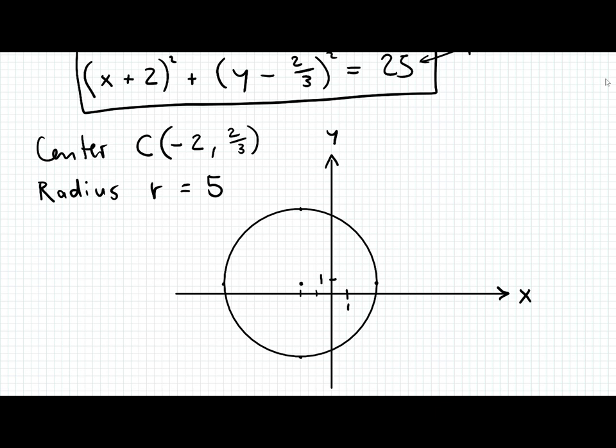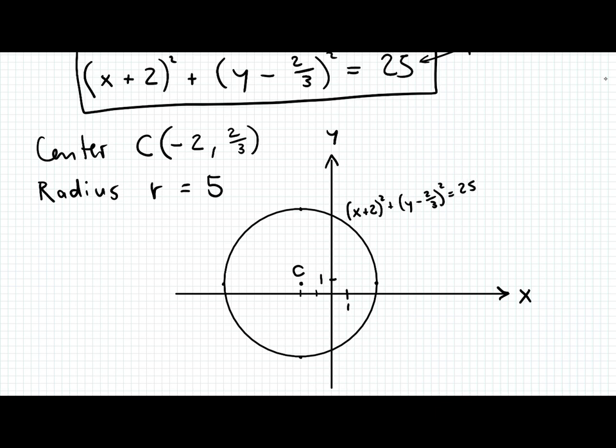So maybe it's good to actually label a few things. For example, you can label this to be C, okay? And maybe we can write the equation of the circle. And here we're gonna write (x plus 2) squared plus (y minus 2/3) squared is equal to 25, okay?